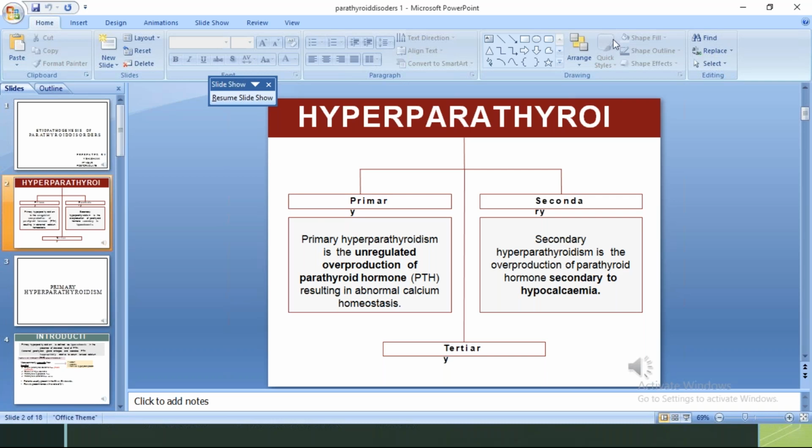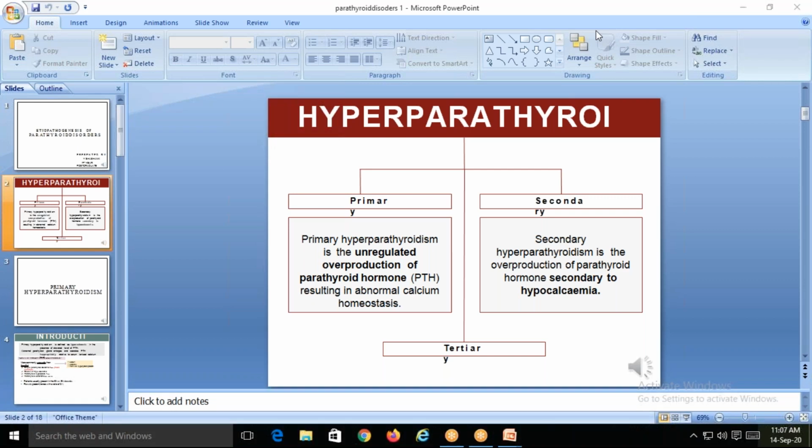Now we have finished the basic anatomy and physiology of the parathyroid glands. Now the most important topic comes, hyperparathyroidism. One is primary and secondary. There is also a tertiary. Primary means unregulated overproduction of parathormone with normal or suppressed calcium levels. Secondary means this hyperparathyroidism is secondary to some other disorders, most commonly due to kidney disorders, renal failure.